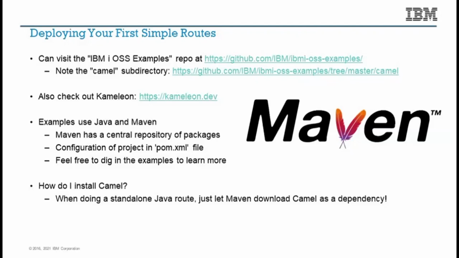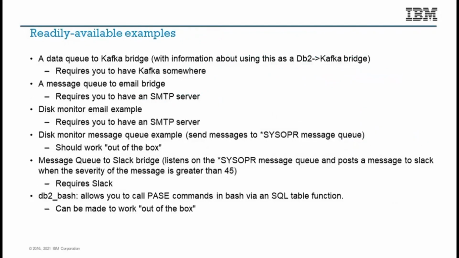Right. Some of these examples that are already available for you, you can deploy these today. Although some of them, of course, if you are sending emails, you need an SMTP server. You might need a Slack setup somewhere, right? And that one's actually really cool. So there, we have a message queue to Slack bridge. We use this internally for all of our development systems.